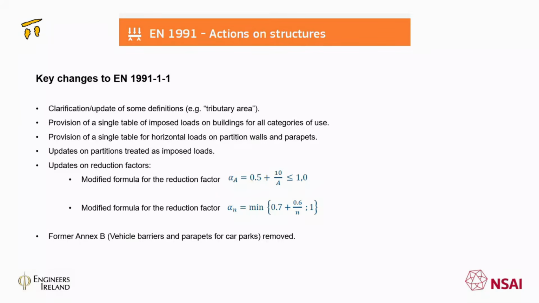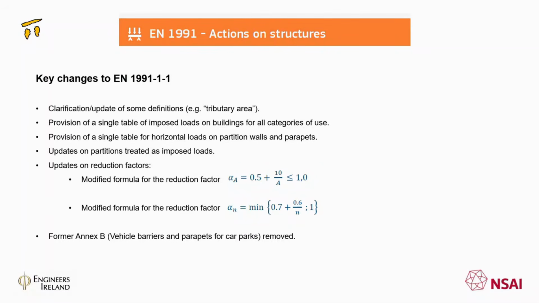Another significant change in 1991 Part 1-1 is that there is a single table for horizontal loads on partition walls and on parapets. And there had been a modification of the National Annex of EN 1991-1-1, which brought in not only parapet loads, but also point loads on partitions and UDLs on partitions, and they will all be incorporated within the one document. There's been an update on partitions treated as imposed loads, how these are worked out and so on.